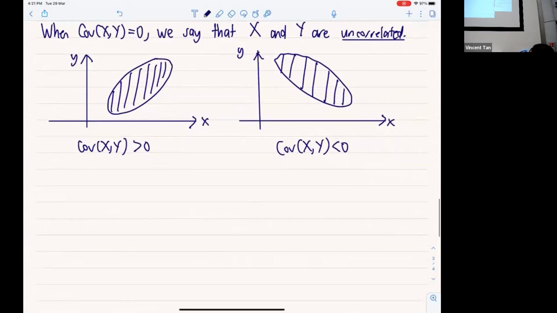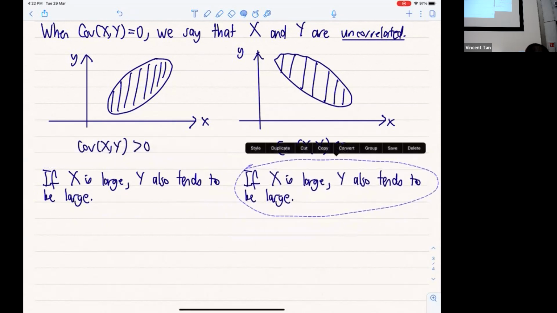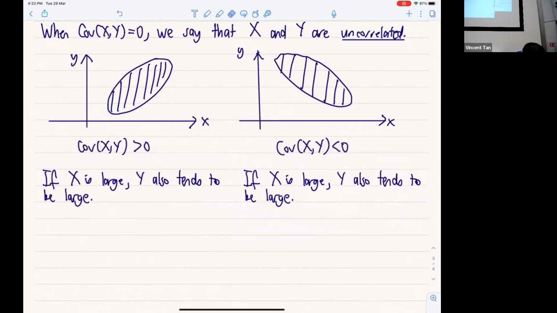All right, so in English terms, if X is large, Y also tends to be large here on this side. Now, of course, on the other side, if Y is large, then X tends to be small. Okay, so that is the intuitive meaning of the covariance. Tends to be small.